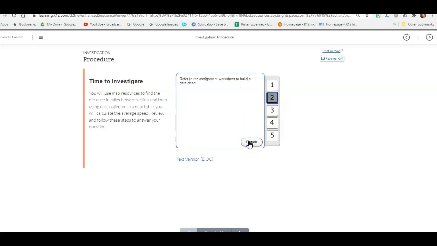2, you can refer to the assignment worksheet to build your data chart. 3, you can look up the distance between each pair of cities in the data chart using an internet site or a road atlas. And you can even ask your phone or your little Alexa or Google device. Step 4 says use the driving time listed in the data chart and the distance information you recorded to determine the average speed for each trip. Record that value in the data table. And then finally, complete the assignment by answering the questions.